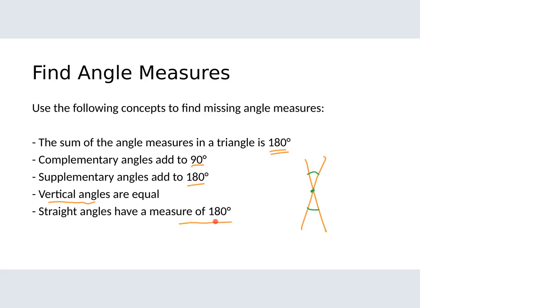Now, we're not going to have to use every single one of these properties every single time. These are basically the properties that are in our toolbox, and we're going to use these tools as needed to answer questions about angle measures. Let's take a look at the type of structure that we're talking about here.